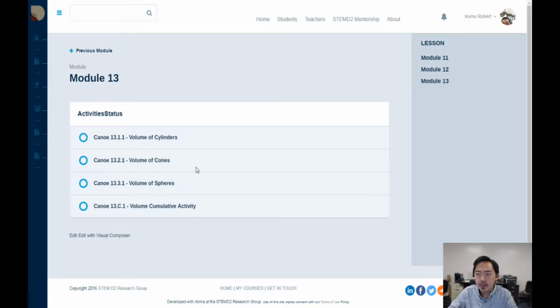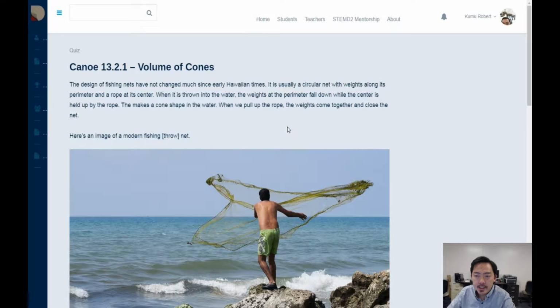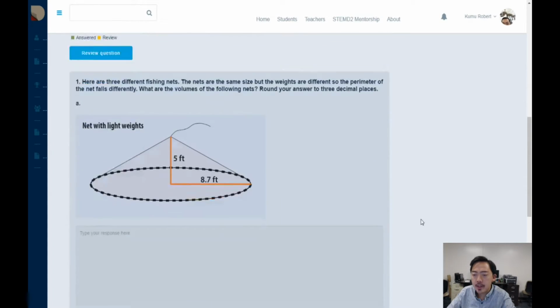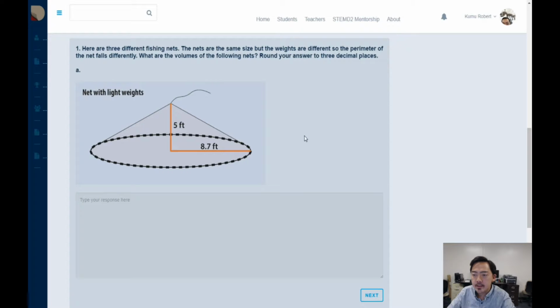The first activity that we'll be talking about will be Canoe 13.2.1. In this activity, we will be learning about fishing throw nets. A throw net is typically circular in shape, with weights along its perimeter. When the fisherman throws the net, the weights pull the net down. The weights often cause the net to form a cone shape as it falls.